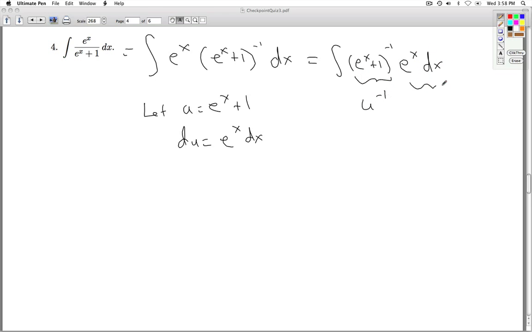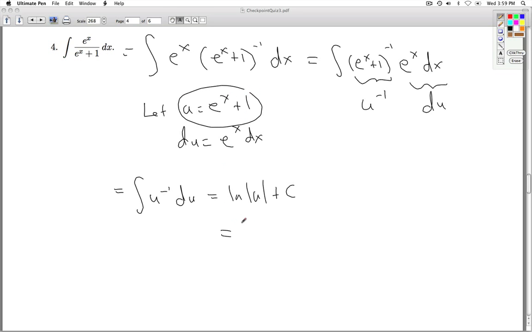That's u to the minus first, and that's our du. So in the land of u, it's a u to the minus 1 du. Natural log absolute value of u. Oops, I got a little ahead of myself there. Plus c. I can substitute the e to the x plus 1 plus c. This is perfectly acceptable on a quiz or a test.